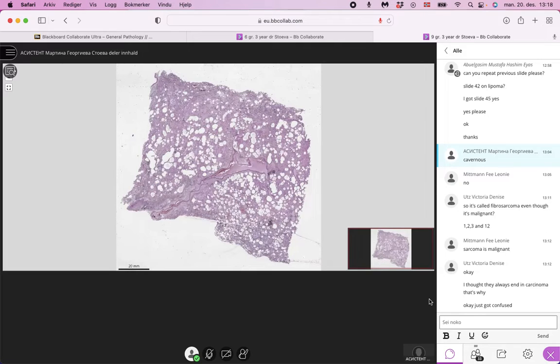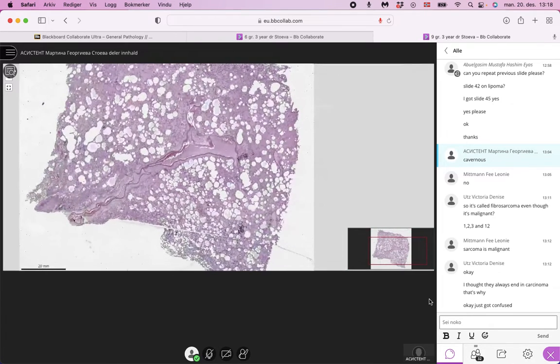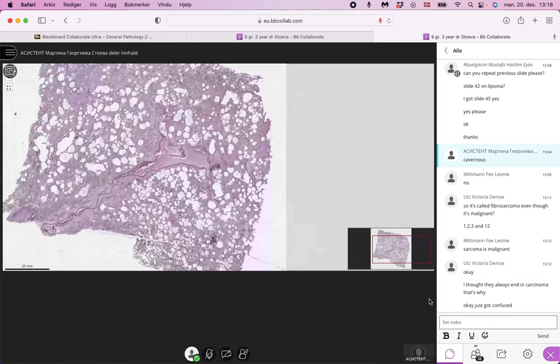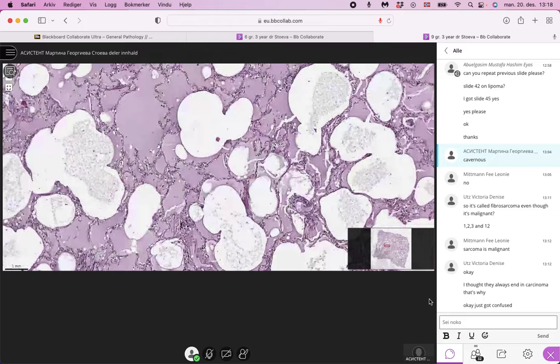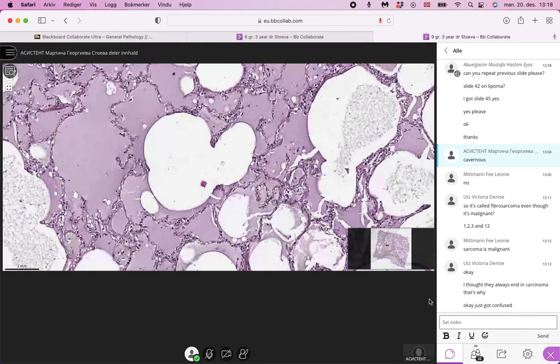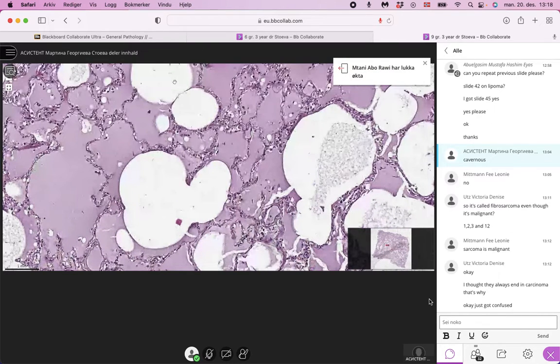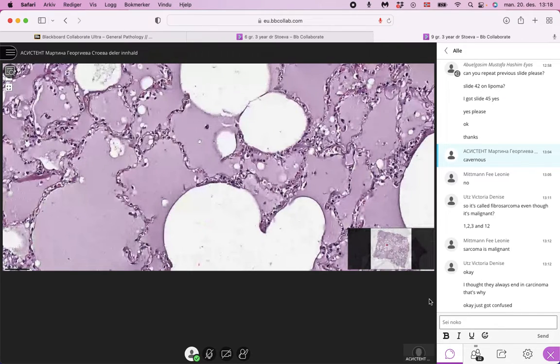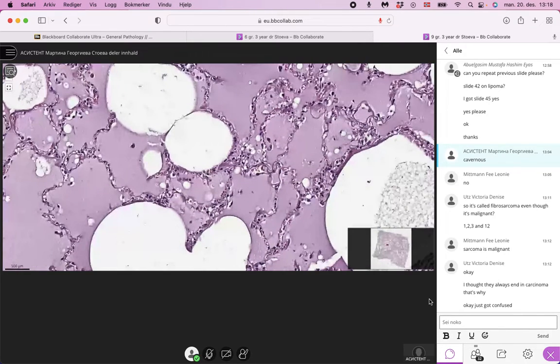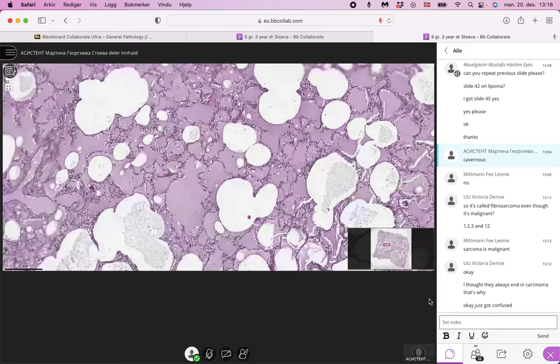Okay, slide number 2 is the next one. Pulmonary edema. The lung parenchyma could be recognized based on the alveolar spaces. This is the parenchyma of the lung. Some of them are empty, but some others, actually most of them, are filled with homogeneous pinkish fluid. Exactly, this is the edema.